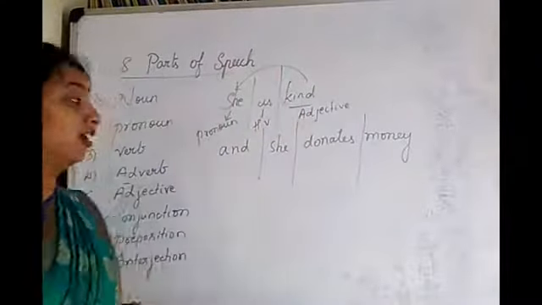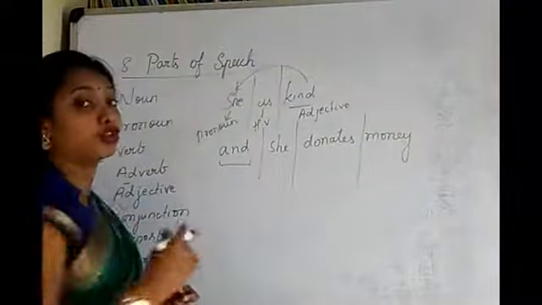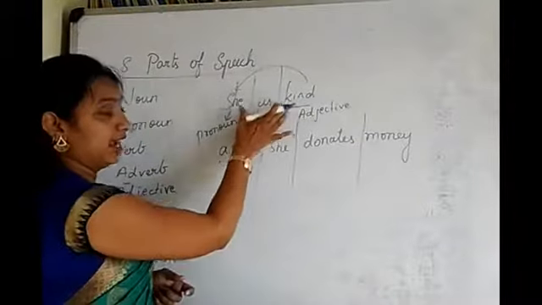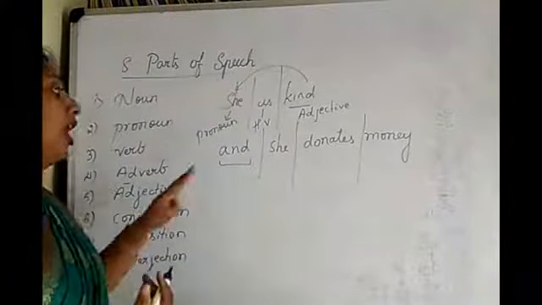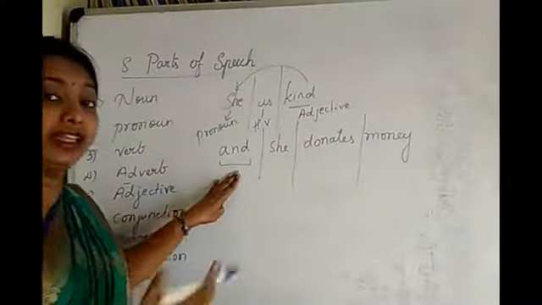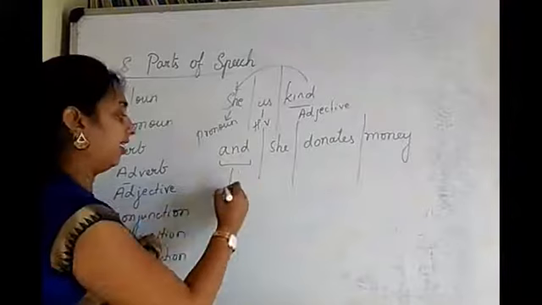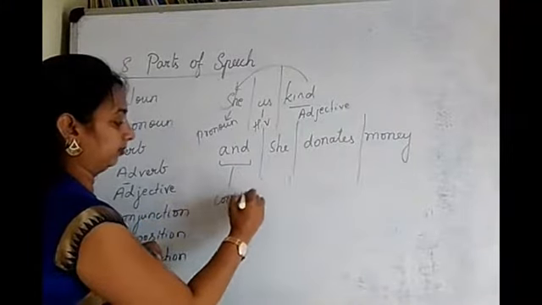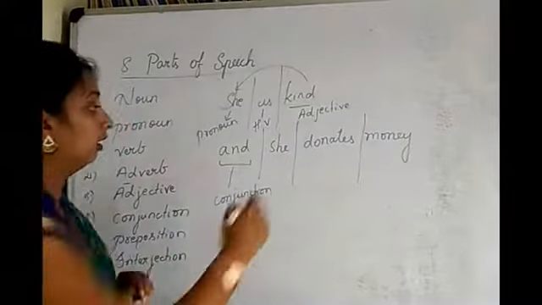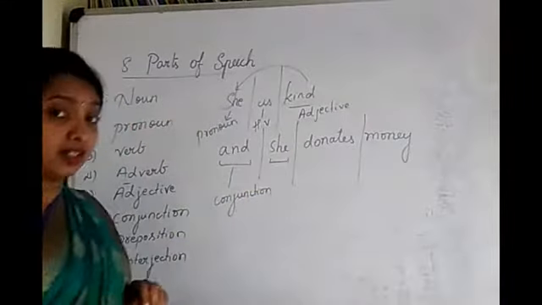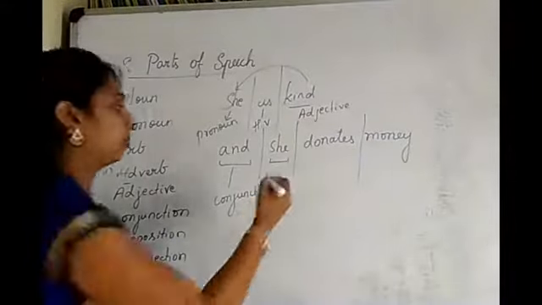Then, I'm using and to join two sentences. She is kind is one sentence. She donates money is another sentence. So, I'm using this word to join these two sentences. And is a conjunction. Then, again she. She is a pronoun.